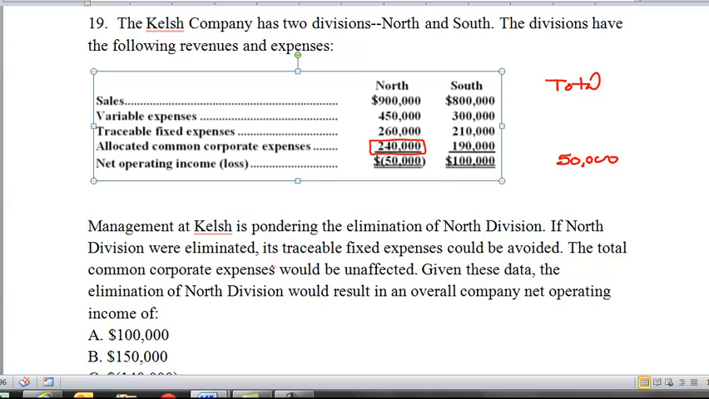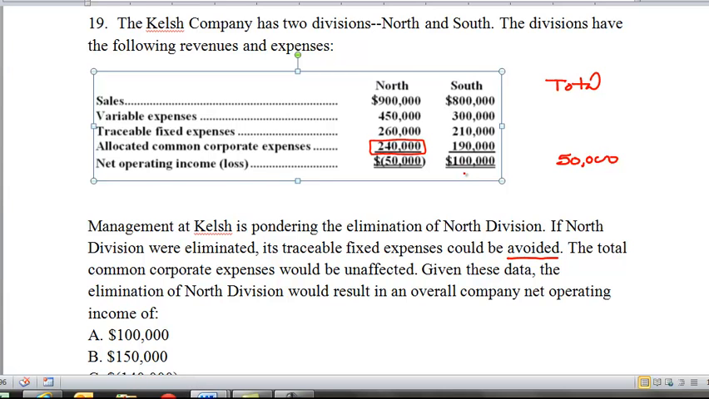If North Division were eliminated, its traceable fixed costs would be avoided. So avoided means it's going to be gone. The total common corporate expenses would be unaffected. Given these data, the elimination of North Division would result in an overall company net operating income of. So it's asking us what would be our new income.